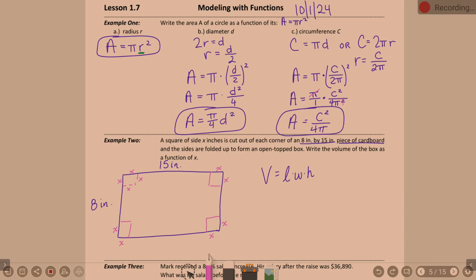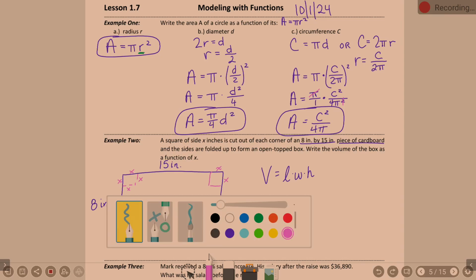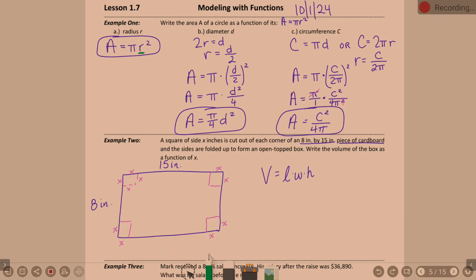The length of this rectangular piece of cardboard is 15 inches. No, it's 15 minus 2x. Thoughts on what's going to be the length of this open top box? Do you guys see it? Not really. Oh wait, yeah, I see it. I see it now. Okay, guys, cool it.